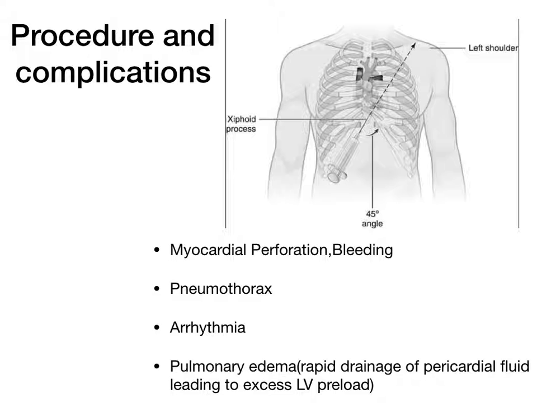Procedure and complications. Insert a needle between the xiphisternum and left costal margin. Direct towards the left shoulder at an angle of 40 degrees to the skin. Continue aspiration as the needle approaches the right ventricle. Once the pericardial fluid is aspirated, insert a cannula into the pericardial space and attach a three-way tap.